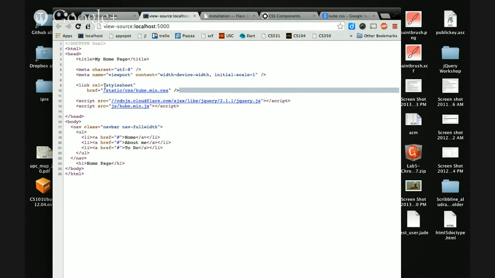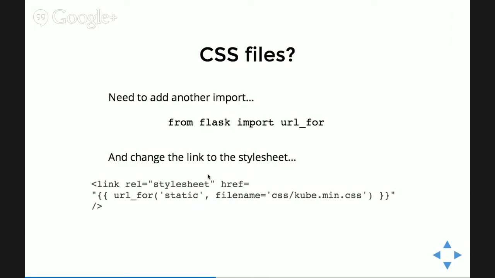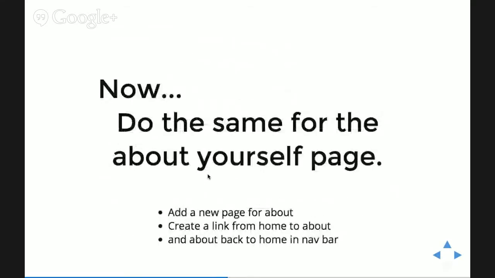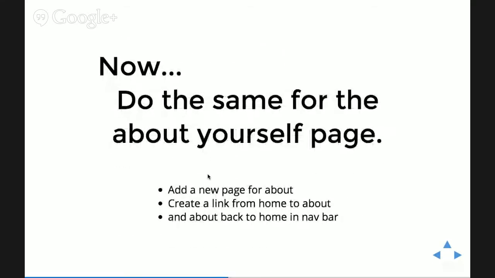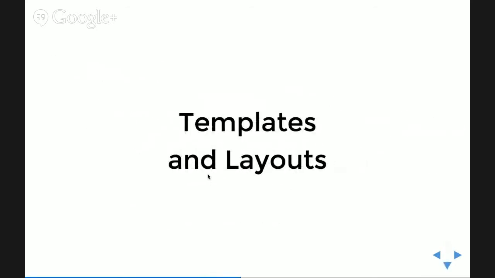So URL for can be used in multiple ways. Besides finding CSS files or JavaScript files and everything inside static, you could also do URL for hello and generate a link that leads to your hello route. We're not doing this now because it would take too much time, but we could do it later.